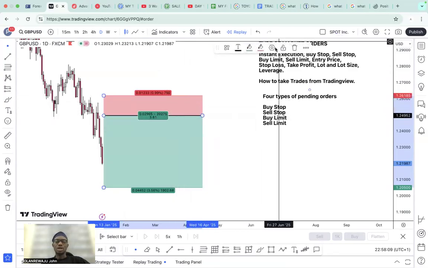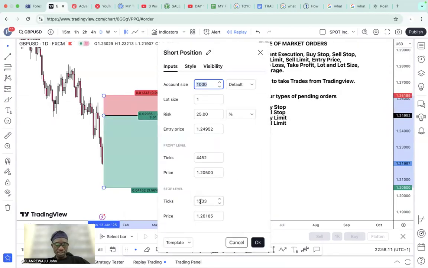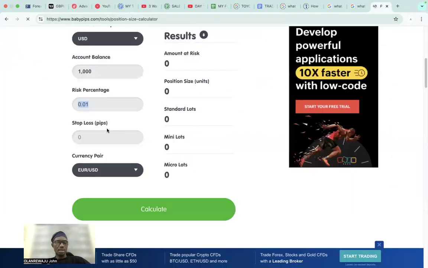How do I know it? You can click here. You see, this is the stop loss. Just as when you are counting pips, that last number does not count. In this case also, this last number does not count. This is the stop level. So in this case, my stop loss is 123. So I come here and put the percentage as 1, stop loss in pips, 123.